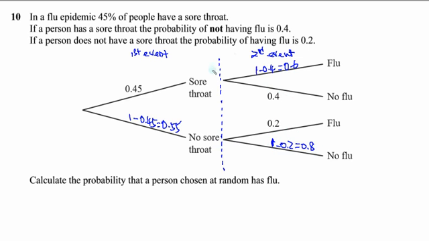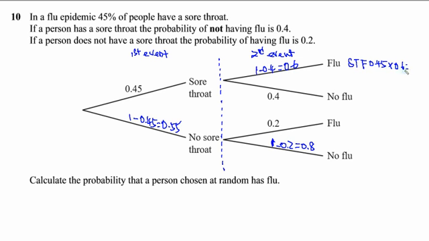Okay, now let's look at the combined probability of the two events. For this one, first you have sore throat here, followed by flu. How do you obtain the probability? You will be taking this probability, 0.45 times 0.6.